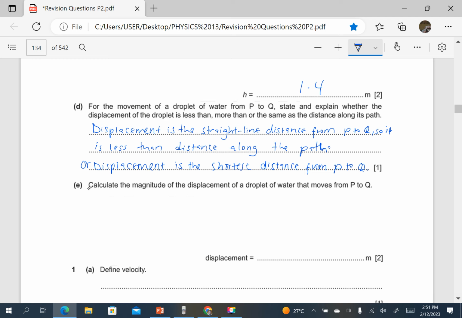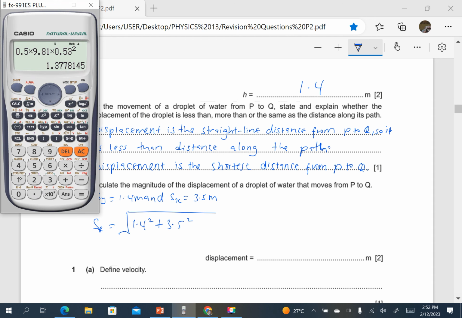by Pythagoras theorem. The displacement in the vertical is 1.4. That is the vertical height. And the distance in the horizontal is 3.5 meters. So we need the resultant. The resultant displacement is going to be the square root of 1.4 squared plus 3.5 squared, then square root of the answer, which is 3.8.